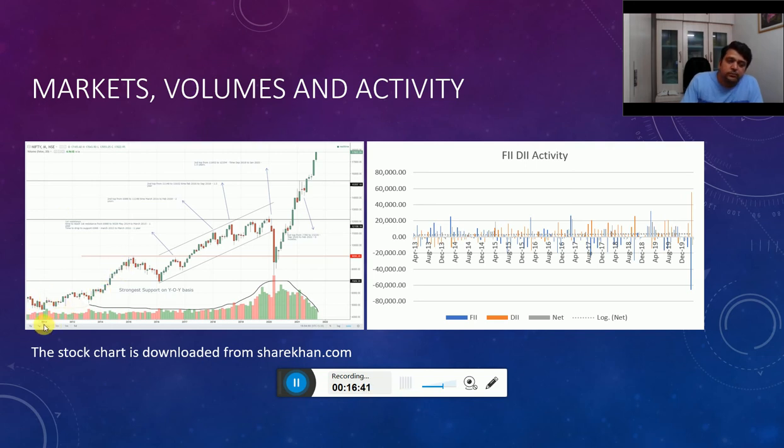You can see the volumes below here, and you can see the monthly bars of Nifty going up and down everywhere. And this is the FII-DII activity all the way from April 2013 to December 2020 only, because I'm talking only about this particular part of the Nifty chart. I'm not going to discuss the whole FII-DII activity again.